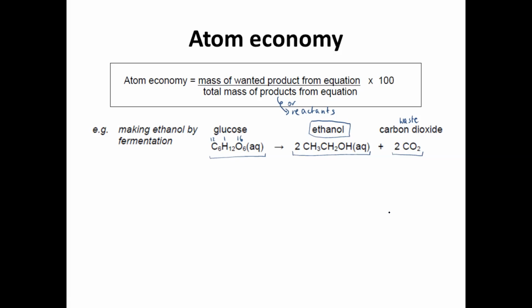Okay, so let's start with the mass of the wanted product. So what I'm going to do is the Mr of ethanol, right? And I'm going to times it by 2. So I'm going to have 2 carbons, 1 oxygen. That's 2 times 12 plus 16. And then I'm going to have 6 hydrogens on top of that, times it by 2. I calculate on the calculator, and that ends up being 92 grams. So make sure that in atom economy, you include the balancing numbers in your calculation.